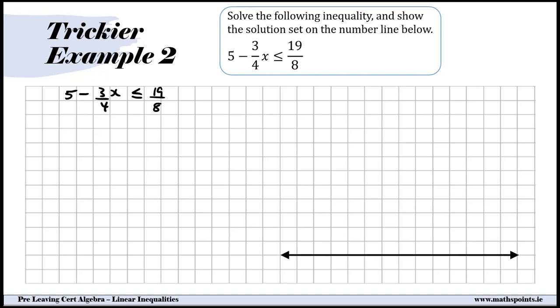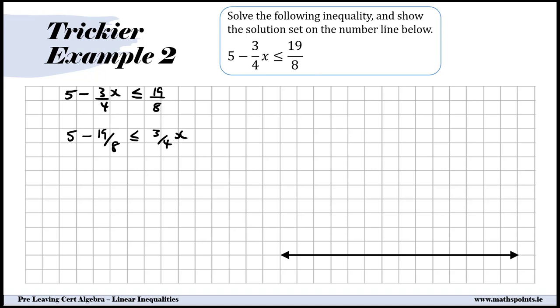So I'm going to collect the x terms on one side of the inequality and the number terms on the other. Because we have a minus 3/4x, I want to have positive x terms, so I'm going to have the x terms on the right hand side, and the number terms then can be on the left hand side. So 5 is already on the left hand side. To get rid of a plus 19 over 8 on the right hand side, I'm going to subtract 19 over 8. That's less than or equal to. To get rid of minus 3/4x from the left hand side, I'm going to add a 3/4x on the right hand side.